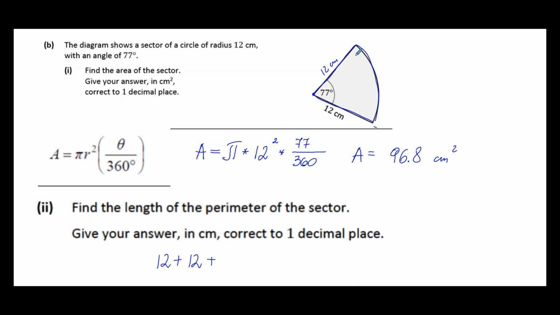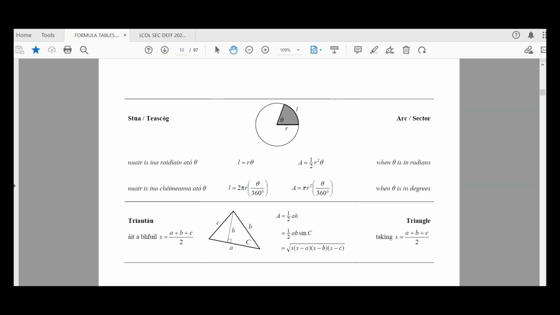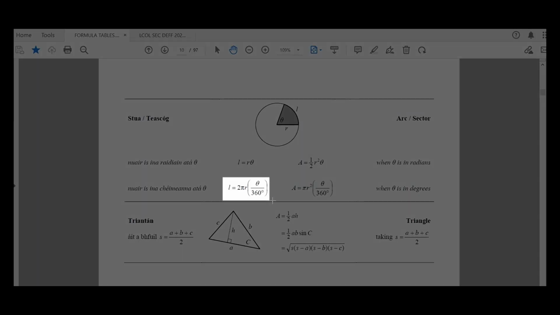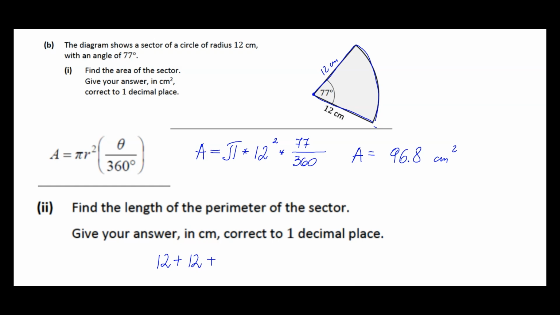And again, if you are not sure what to do, you go to your tables when you have that shape. And here you can see that we have something that's called L. That's the arc. And again, I have the formula for that here. So I know that's how I'm going to calculate the missing length here.